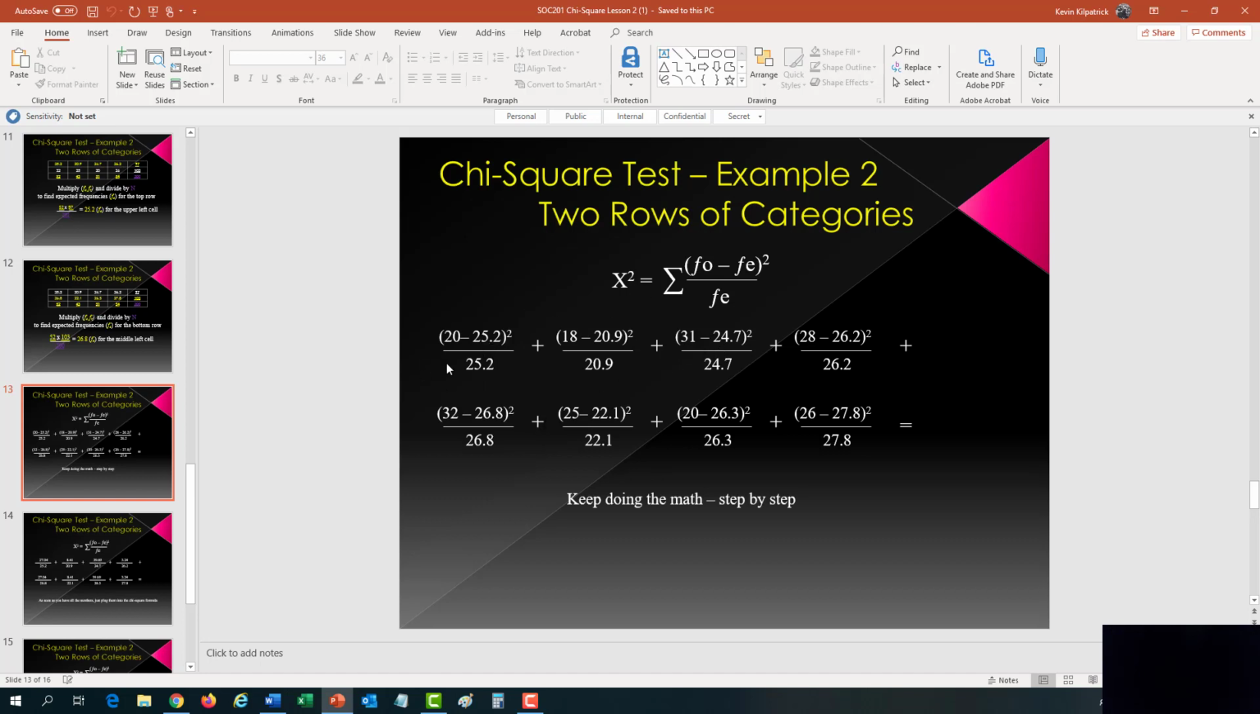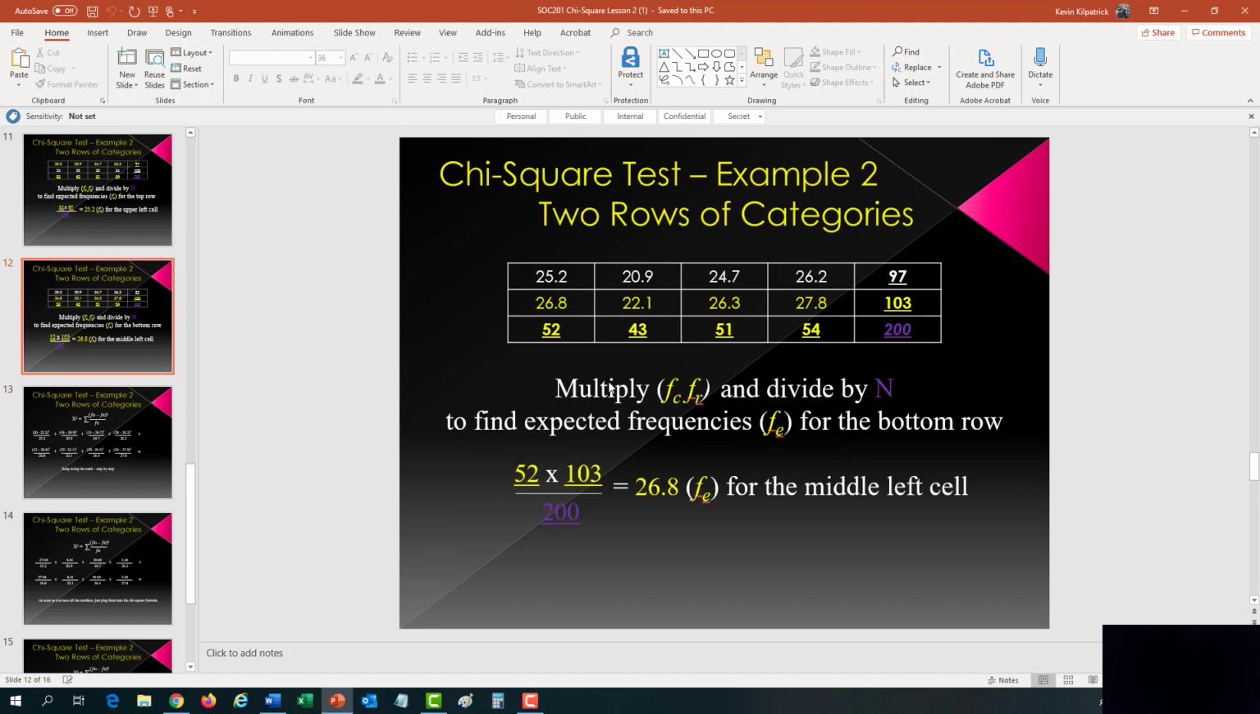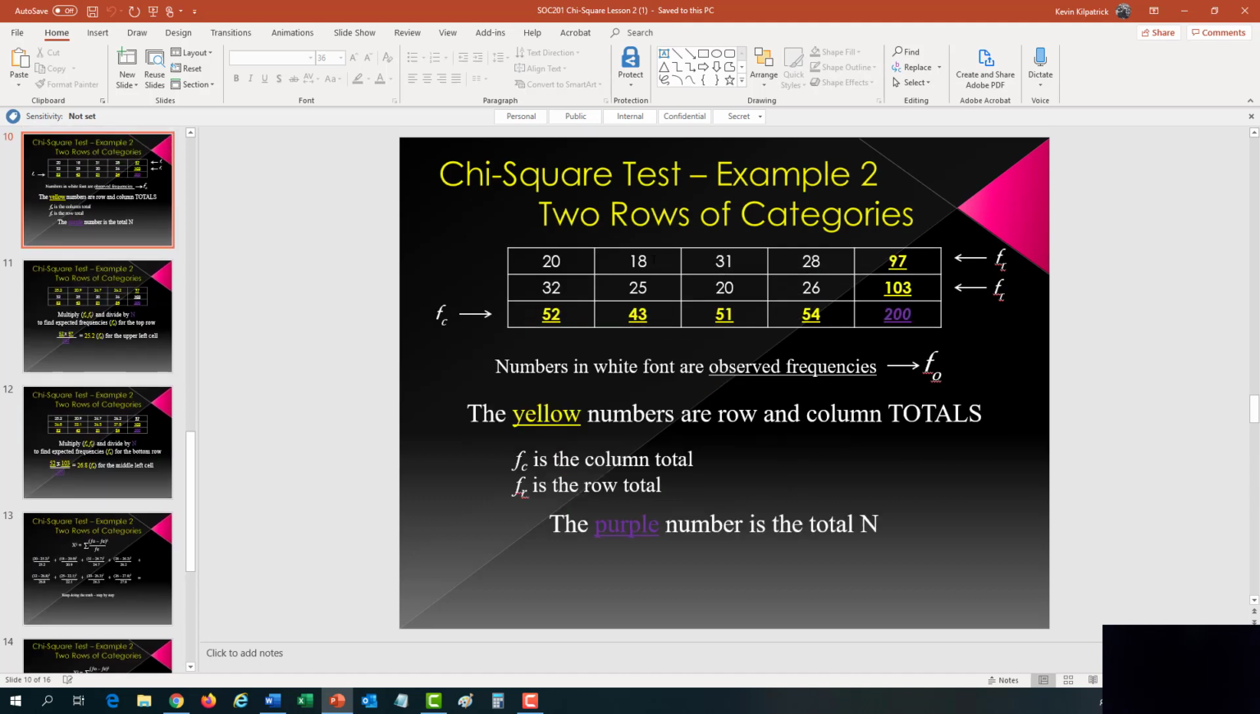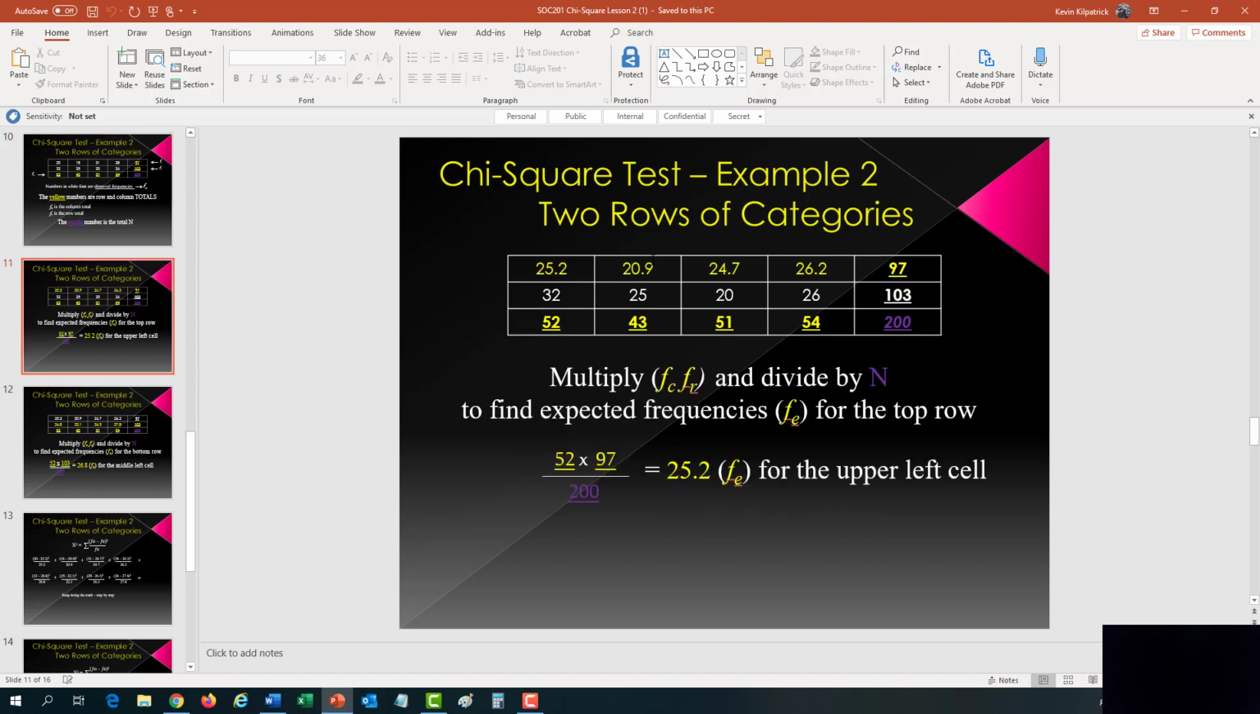Remember, the first cell had an observed frequency of 20. The expected frequency that we calculated was 25.2. So 20 minus 25.2, I'm going to square that result and divide that by 25.2. The next cell, remember, the observed frequency for the second cell in the top row was 18. The expected frequency was 20.9.